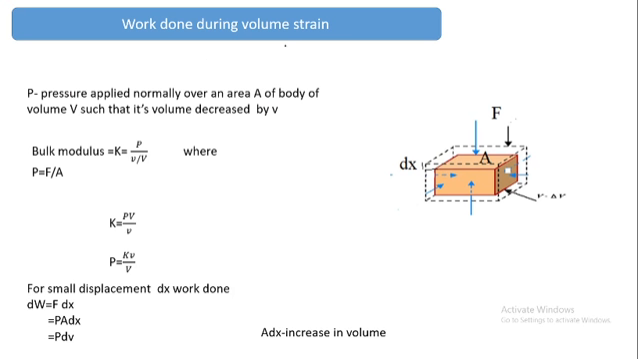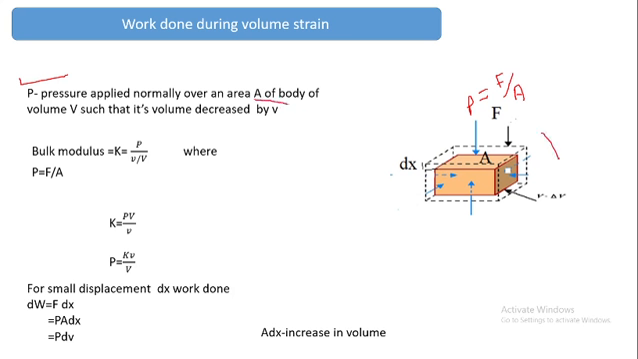Now we consider the work done during the volume strain. It should be remembered that volume strain relates to the bulk modulus. For that purpose we consider a cube. Suppose a force is applied in a downward direction on the upper face of the cube, with pressure P applied. P and force are related to each other: P is equal to force per unit area. Suppose the pressure is applied normally over the area A of the body.